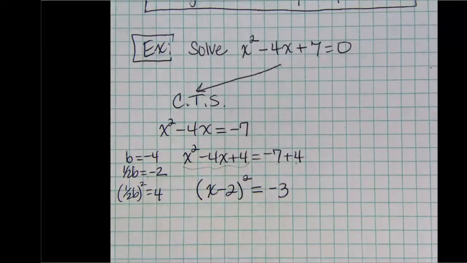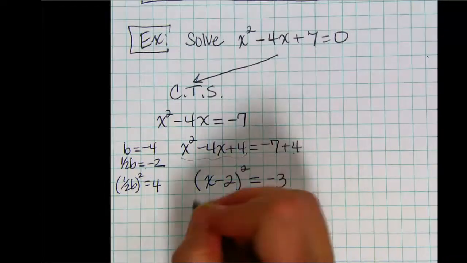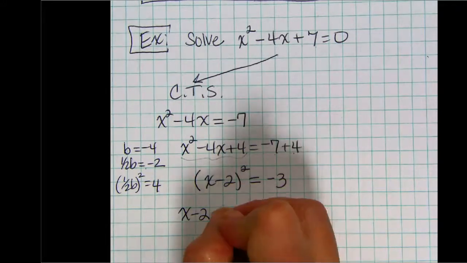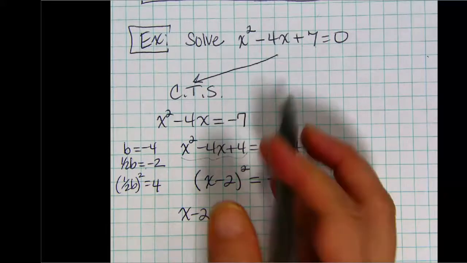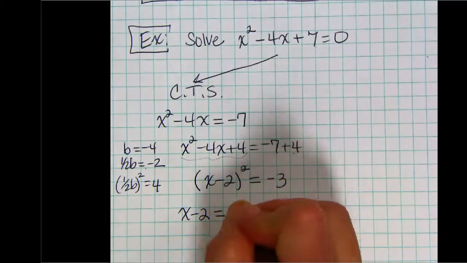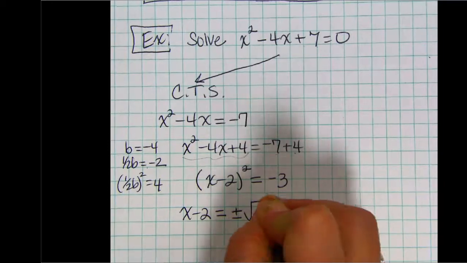We undo squaring by square rooting. So when I square root a squared, they cancel. I have x minus 2 equals, I need two answers, fundamental theorem of algebra. I have a squared term, I must have two answers. So that's why I need plus or minus the square root of negative 3.